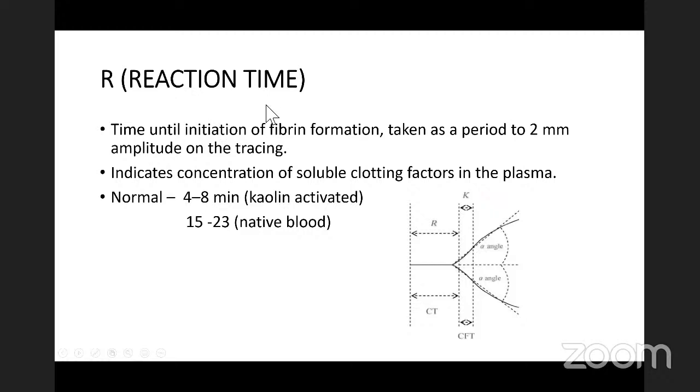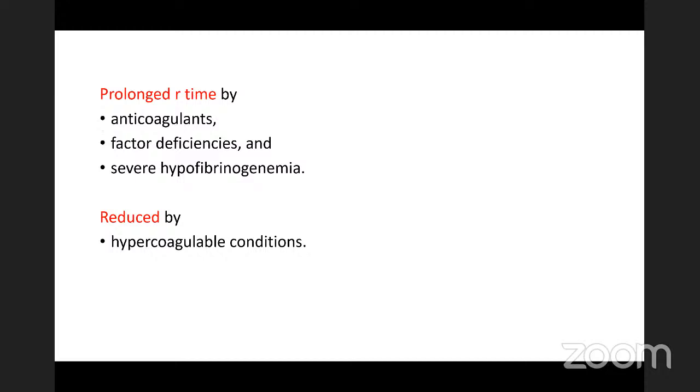Coming to the different parts of thromboelastography, first is the R time, the time until initiation of fibrin formation, taken as the period until 2 mm amplitude in the tracing. That's from here to here. This is the R time. It indicates the concentration of soluble clotting factors in the plasma. Its normal is 4 to 8 minutes, which is kaolin activated. The prolonged R time may be due to anticoagulants, factor deficiencies, and severe hypofibrinogenemia, and is reduced in hypercoagulable conditions.